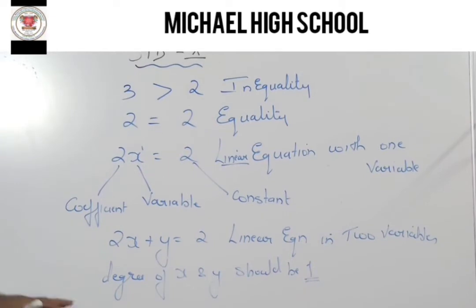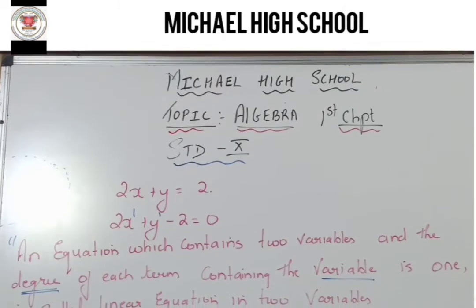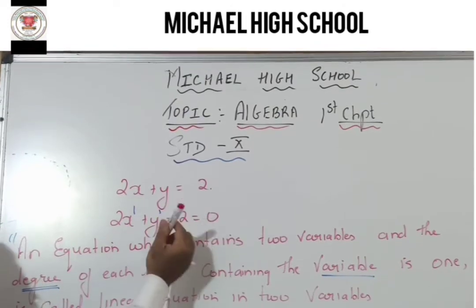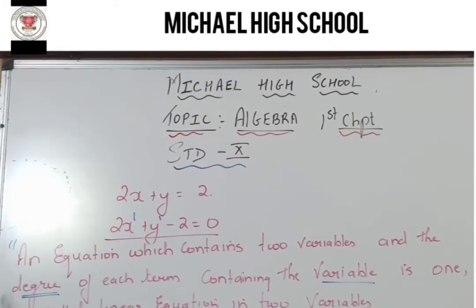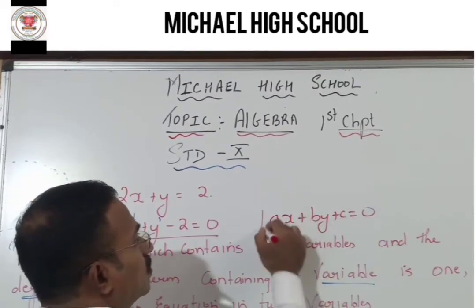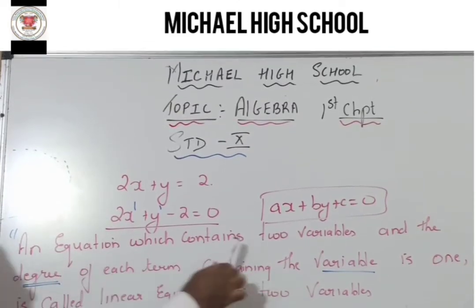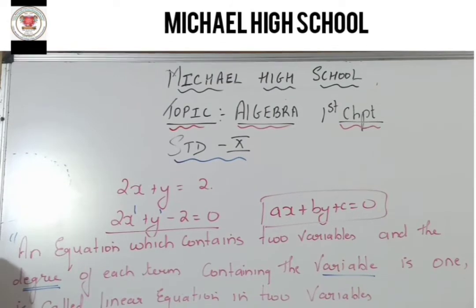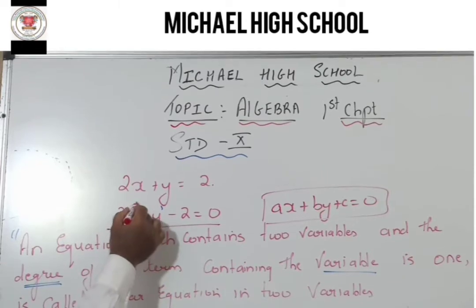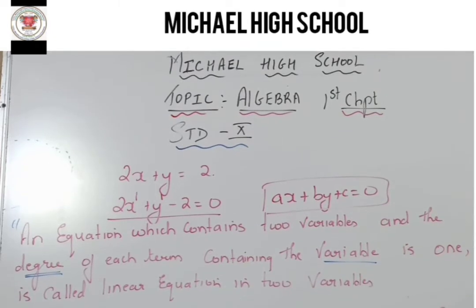So today we are going to discuss linear equation in two variables. 2x plus y is equal to 2 can be written as 2x plus y minus 2 equal to 0, because the general form of the equation is ax plus by plus c equal to 0. Now what is the definition of a linear equation? An equation which contains two variables, variables meaning alphabets, and the degree of each term containing the variable should be 1. If the degree of the variable is 1, then it is called a linear equation in two variables.